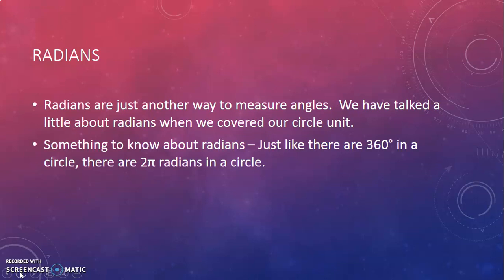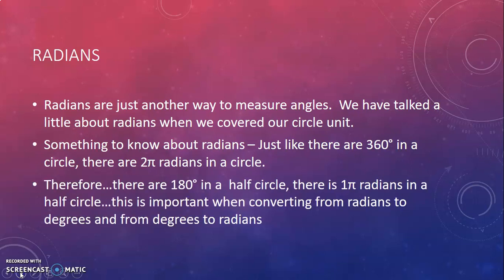We all know, or hopefully you remember, that there's 360 degrees in a circle. Well, that same amount is 2 pi radians. So if there are 360 degrees in a circle, there are 180 degrees in half a circle. If there are 2 pi radians in a complete circle, then there would be 1 pi radian in a half circle. This is important to know when we're converting from radians to degrees and degrees to radians. Now, you could use the bigger 360 and 2 pi, but it'll make your answer a little bit easier to simplify if you just use the 180 and the 1 pi.